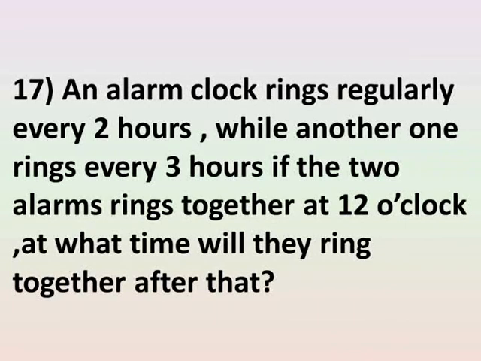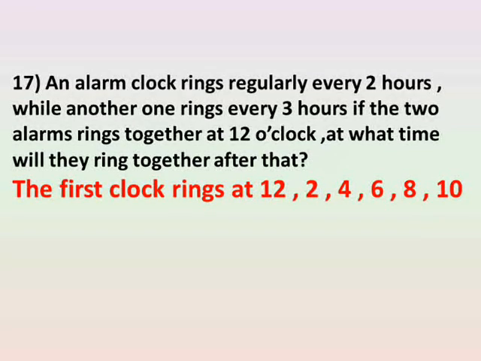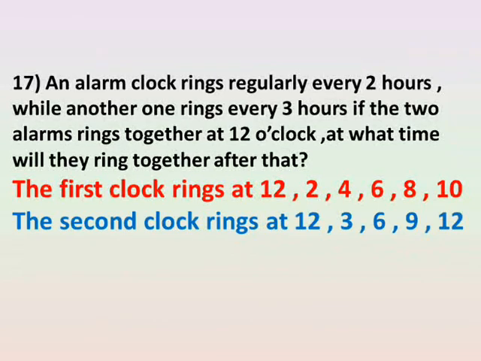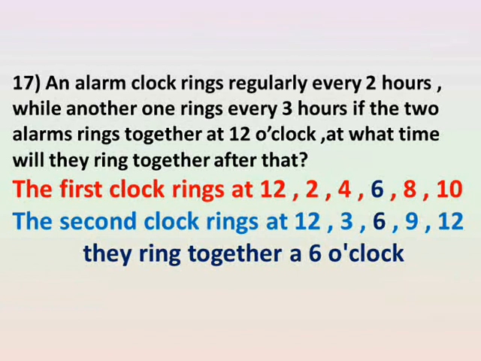Number 17, an alarm clock rings regularly every 2 hours, while another one rings every 3 hours. If the two alarms ring together at 12 o'clock, at what time will they ring together after that? The first clock rings every 2 hours. If it rang at 12, it will ring after 2 hours: 2, 4, 6, 8, 10. The second clock rings every 3 hours, so if it rang at 12, it will ring after that at 3, 6, 9, 12. When will they ring together again? Surely at 6 o'clock. So the first rings at 12, 2, 4, 6 every 2 hours, and the second starts with 12, then rings at 3, 6, 9. They will ring together again at the same time at 6 o'clock.